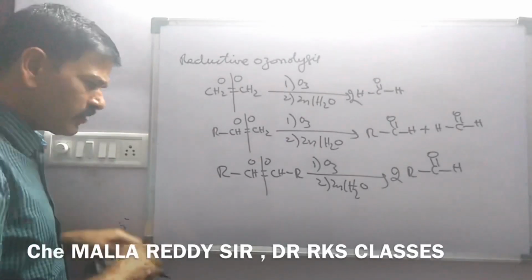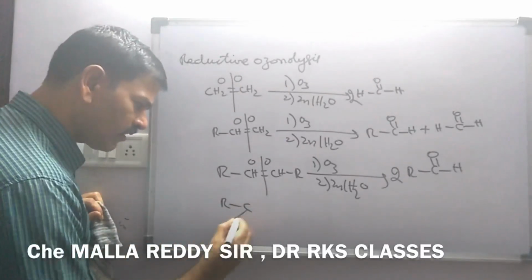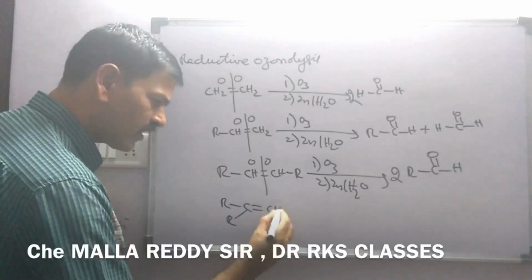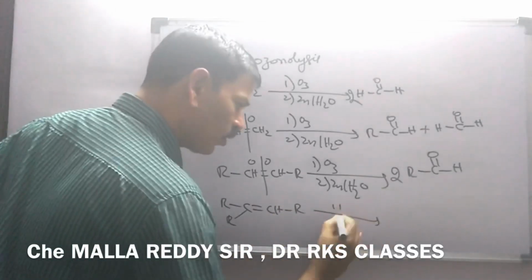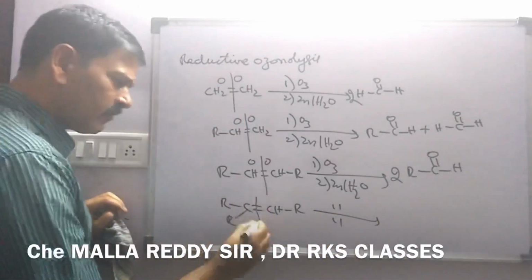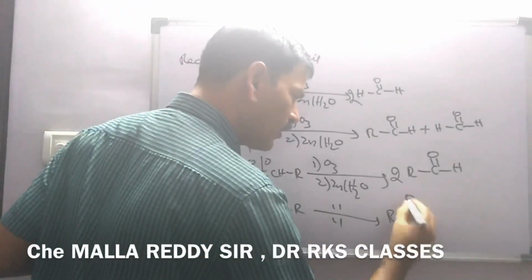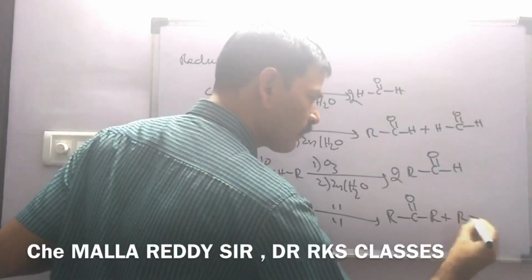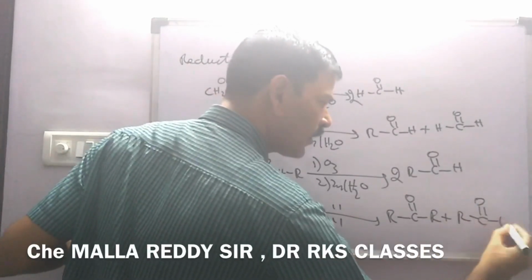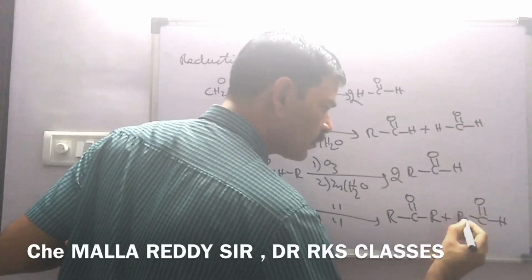For example, just observe here RCR double bond CHR and ozonolysis. You are getting 1 mole aldehyde and 1 mole ketone.